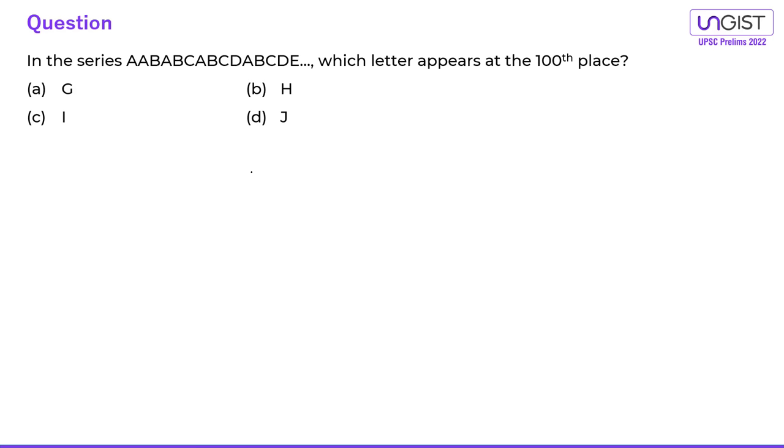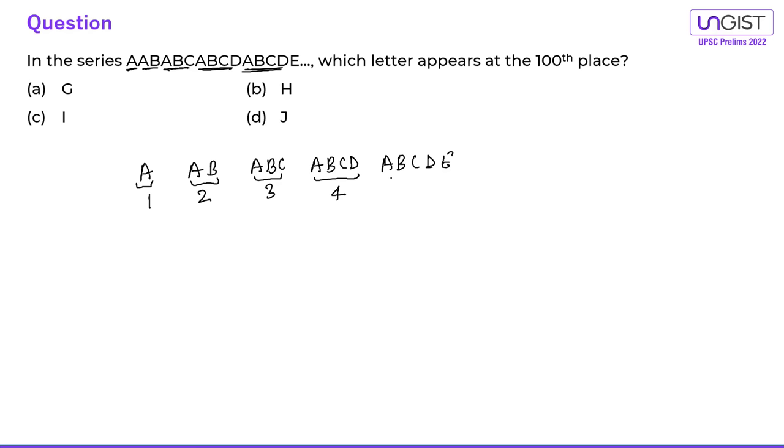Next question is, in the series ABCDE, which letter appears at the 100th place? All right, so this is A, AB, ABC, ABCD, ABCDE. It is like this. So 1 alphabet, 2 alphabets, 3 alphabets, 4 alphabets, 5 alphabets, and so on.